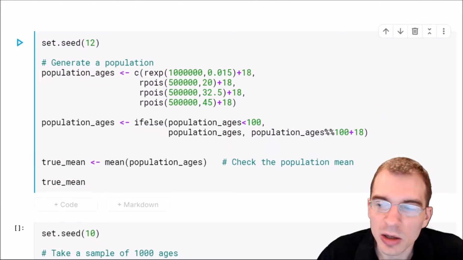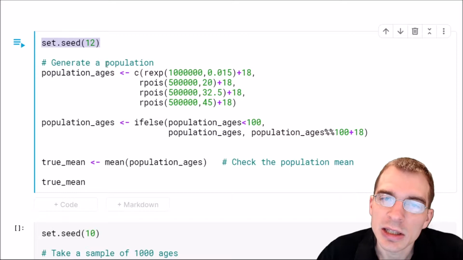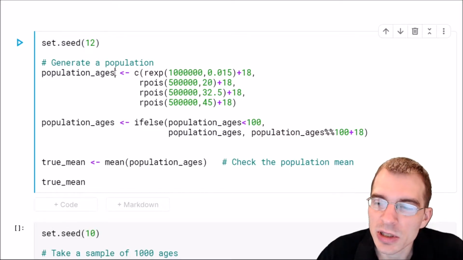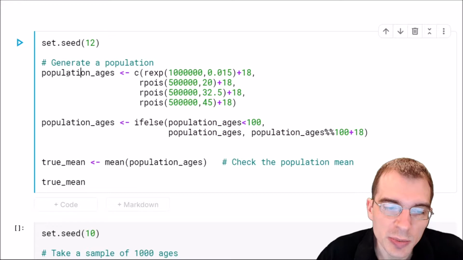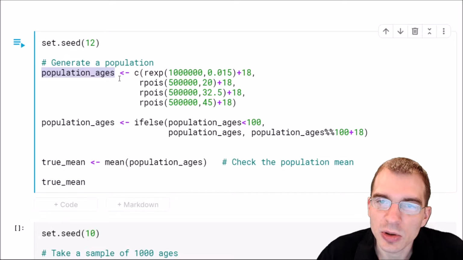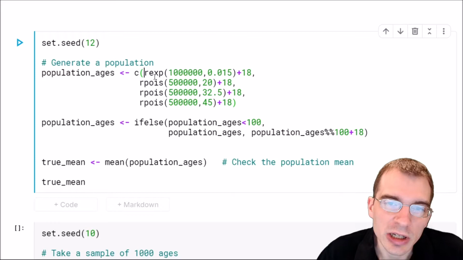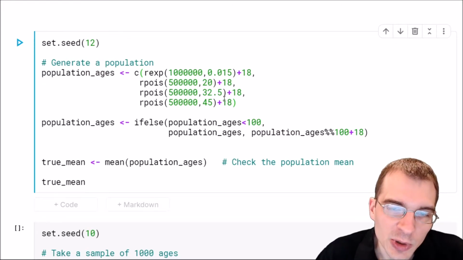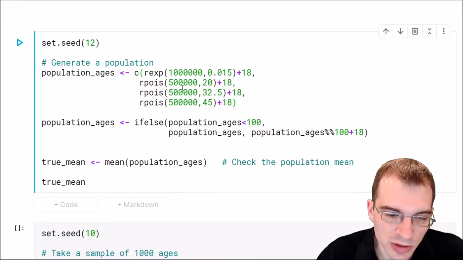So to do that in R, we're just going to start by setting a random seed that will allow us to generate the same numbers every time we run this. And we're going to start by generating the population. So this variable population ages is going to hold a vector that is going to be our population of people, and we're going to generate it using some random numbers from some different distributions. So we're going to have some exponentially distributed data and some Poisson distributed data. We're adding 18 to all these values so that all the voters are at least age 18, because that is a requirement, at least if you're in the United States.